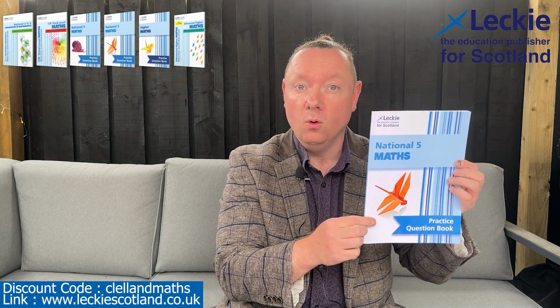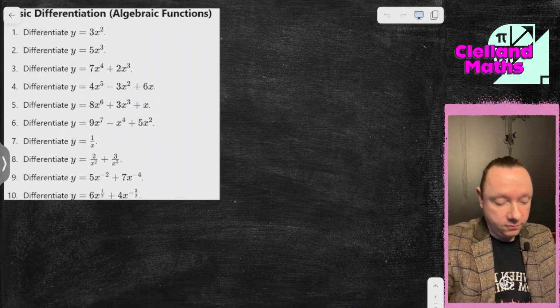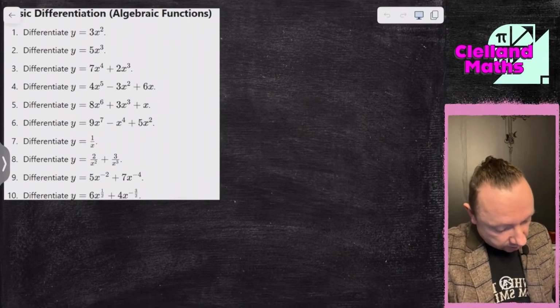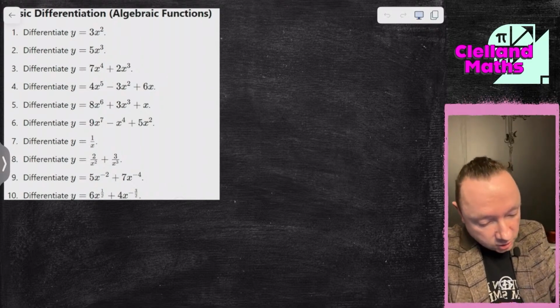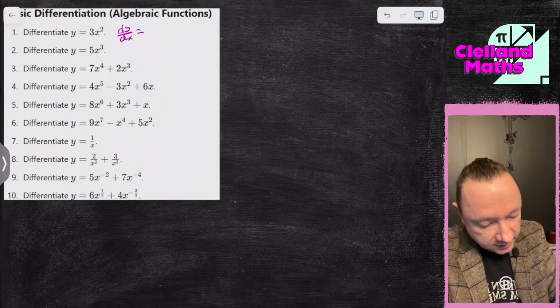Basic differentiation, algebraic functions. So I'm just going to start differentiating these. This is just using the power rule. Differentiate 3x squared. So dy by dx, I'll probably need more space in a minute. 2 times 3 is 6, and then x.